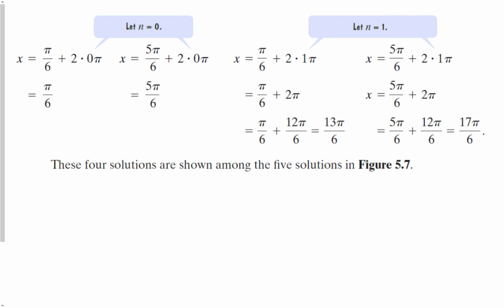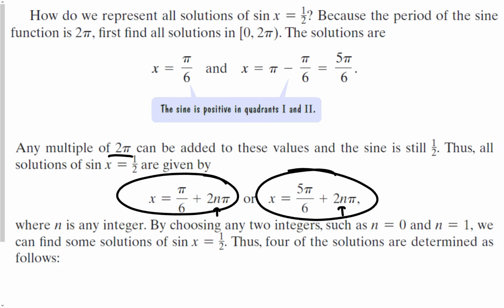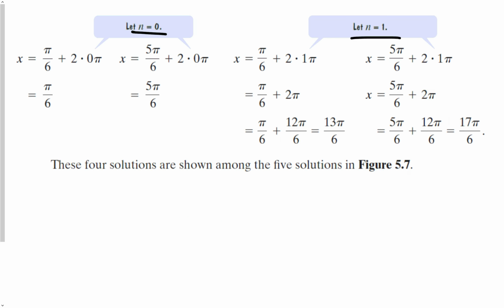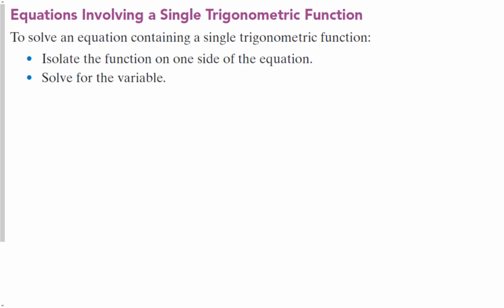If I wanted to find the actual answers, I could plug in 0 for n, and I would get pi over 6 and 5 pi over 6. I could plug in 1 for n, and I would get 13 pi over 6 and 17 pi over 6. And notice on my graph, those are these 4 answers. And then I could plug in -1 to get that one. Okay, so let's take this idea and then apply it to an equation involving a single trigonometric function.